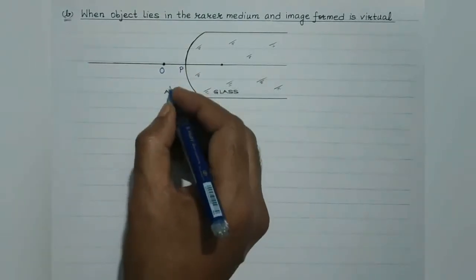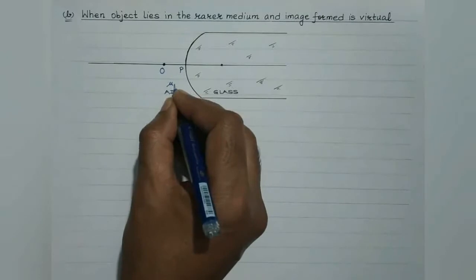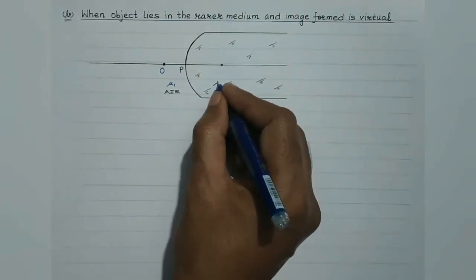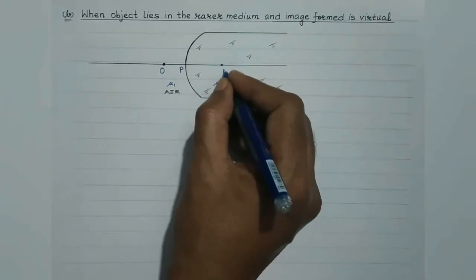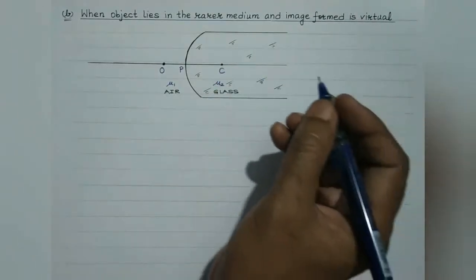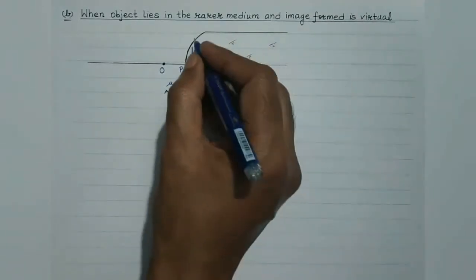and this is the rarer medium of refractive index, say mu 1, and this is the denser medium, say of absolute refractive index mu 2. This is obviously the center of curvature. Let's draw the ray diagram first.